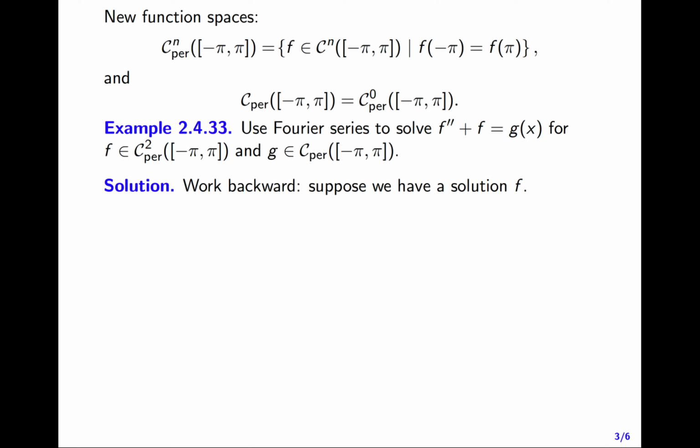Now this differential equation shouldn't give us too much pause, right? Because f double prime plus f equals g, it's constant coefficient linear second order. We could solve this with variation of parameters. Except for the interesting little fact that we're working now with 2 pi periodic functions, which will add a bit of a wrinkle to our solution.